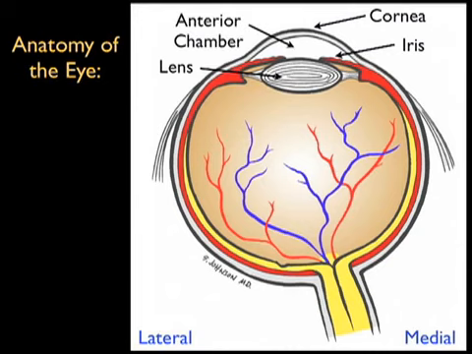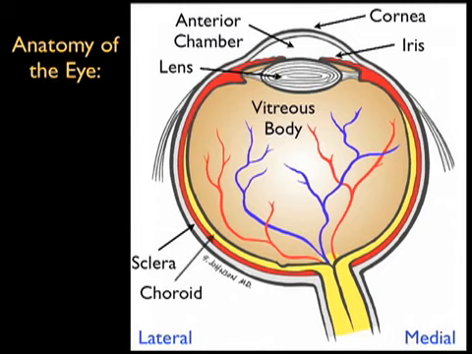Now that region anterior to the iris is known as the anterior chamber. And we can also image pathology within the anterior chamber, namely hyphemas. Now behind the lens is going to live the vitreous body, filled with vitreous gel, which allows the eyeball to keep that rounded configuration. We see blood vessels arching up into the vitreous body.